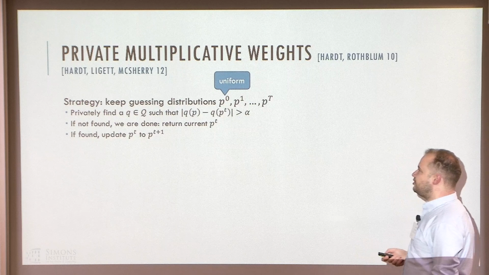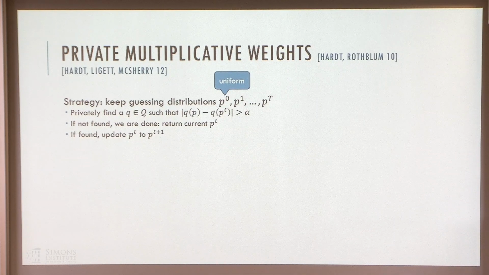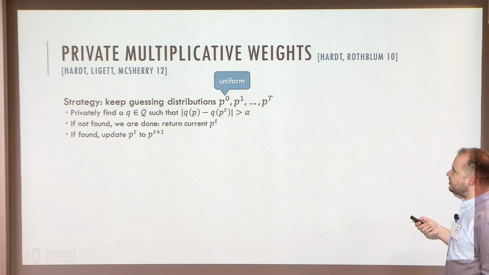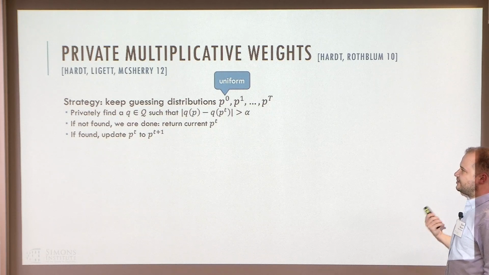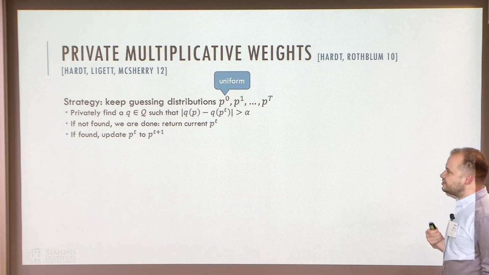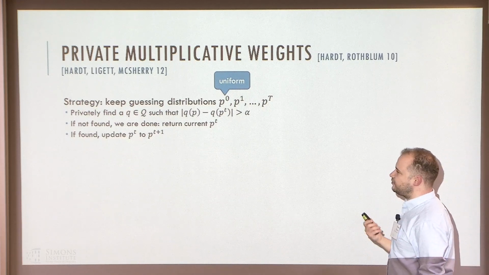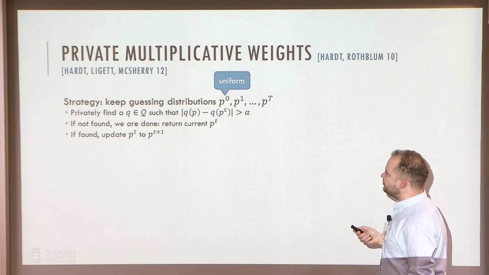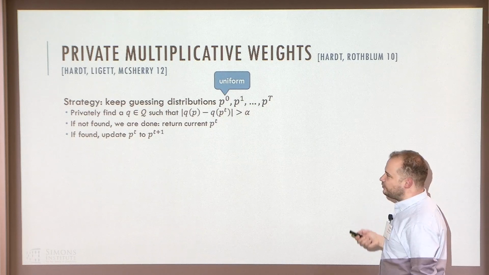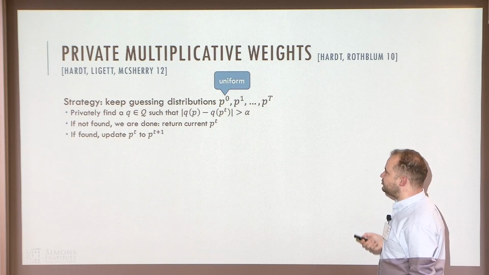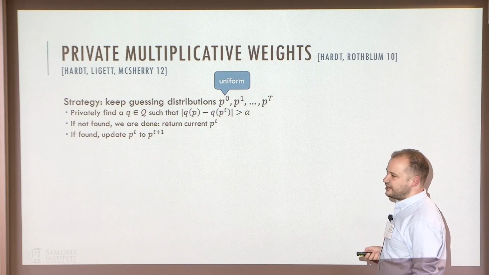Right, so the strategy will be we'll try to keep guessing what the correct distribution is. We'll start from some uninformed guess, which is the uniform distribution over the universe. And we'll try to keep improving this guess as long as we're making a mistake somewhere. If we're not making a mistake, then we are done. So this will proceed in rounds. In every round, I'll try to privately find a query so that the true query answer and the query answer given by my current guess differ by more than alpha. If I cannot find one, then I'm done. Then my current guess for the distribution is clearly good enough for all the queries that I care about, so I can stop.